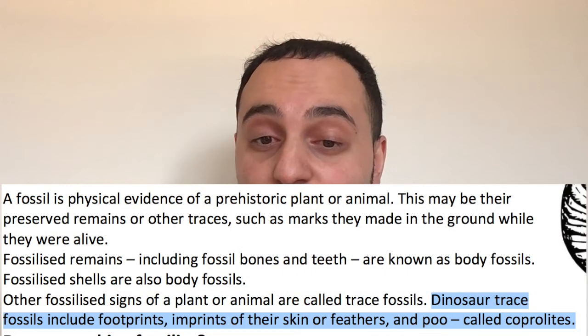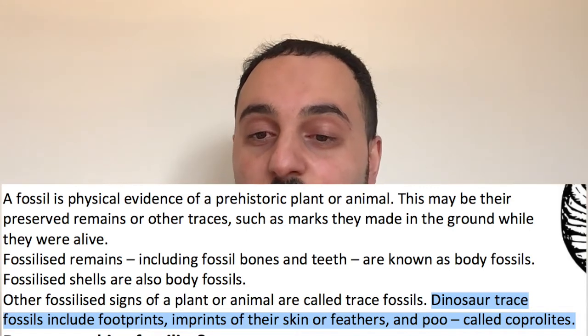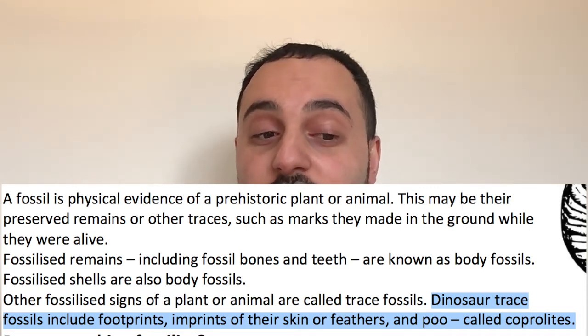Right, question 4, retrieval. Give 2 examples of trace fossils. So I need to find the bit that talks about trace fossils. So I'm just going to look back through. It says there, just above the does everything fossilise section, the sentence just before that, "Dinosaur trace fossils include footprints, imprints of their skin or feathers and poo called coprolites."